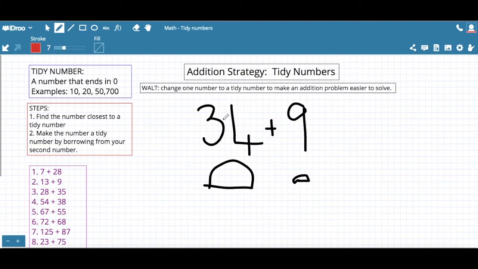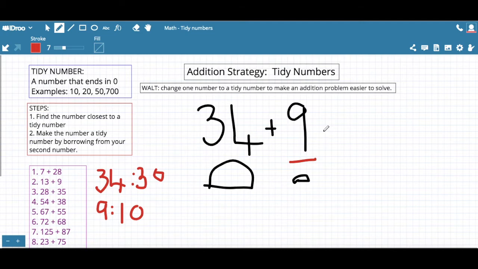Okay, so the first step is that we have to figure out which number is closest to a tidy number. If you need to write it down, you can, just like what I'm doing, or if you already know from looking at it, then that's fantastic. So, 34 and 9. The closest tidy number for 34 would be 30. The closest tidy number for 9 would be 10. So which one's closer? 34 to 30 or 9 to 10? It's 9 to 10, so that's my first step. We find our number that's closest to a tidy number.